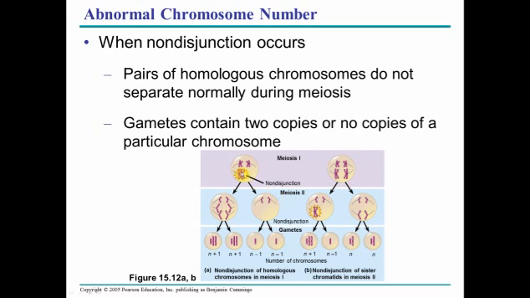In non-disjunction, this pair of chromosomes doesn't split, so this cell gets an extra copy of a chromosome. You'll notice n plus 1, and this cell gets less. So these cells would be trisomy, or 3 copies of a chromosome, and these cells would be monosomy, or 1 copy of a chromosome, instead of the typical 2 when these eggs or sperm combine. You also notice that non-disjunction can occur both during meiosis 1, during that initial splitting of homologous pairs, or during meiosis 2, when each chromosome splits into individual chromatids.